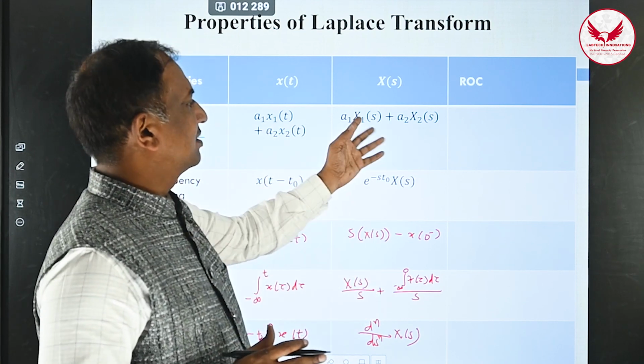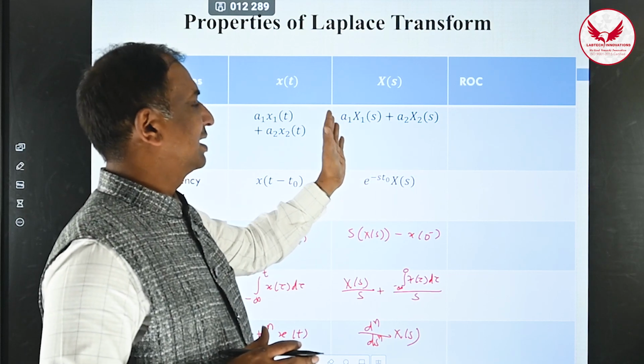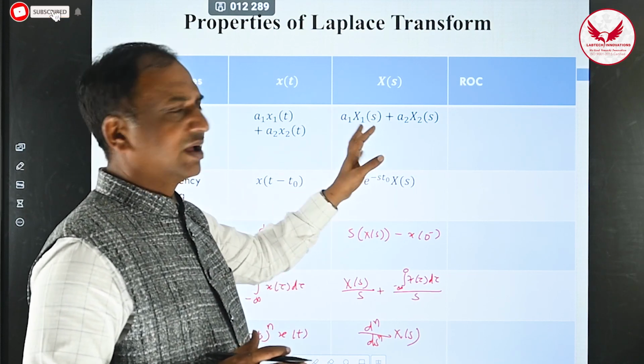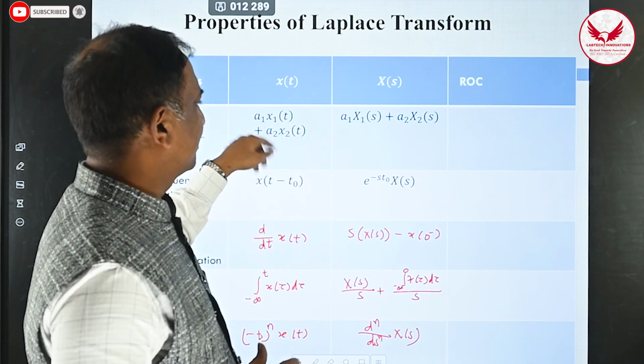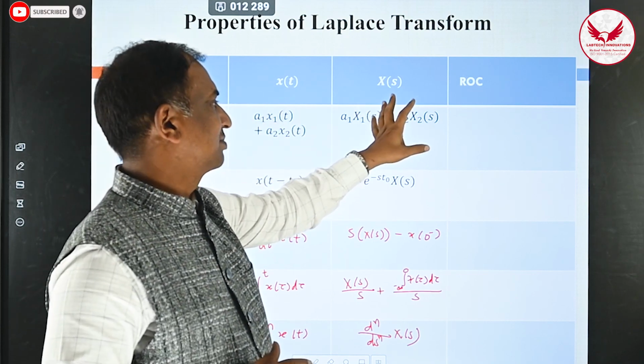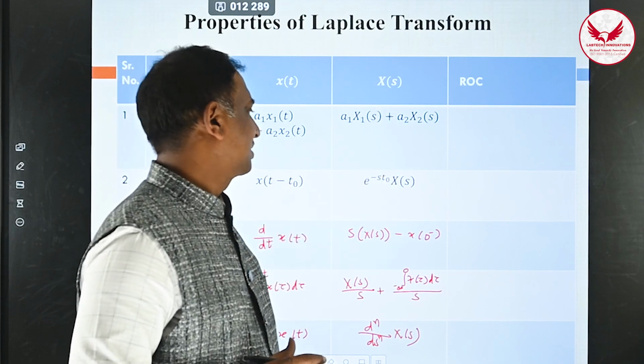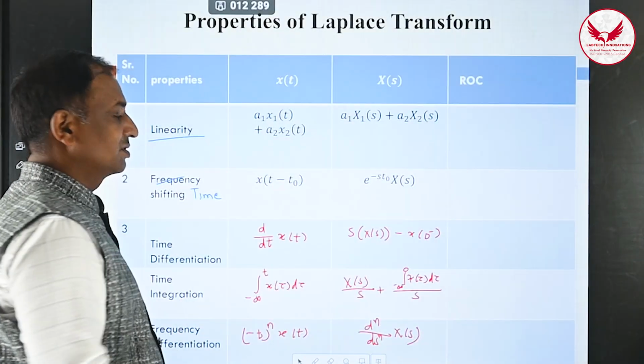So accordingly you can find out separately and you can multiply by its weight, that is a1 and a2, and you can find out the Laplace transform of any combined signal, which is equal to the addition of the Laplace transforms of the components. Then another important property is about the time shifting.